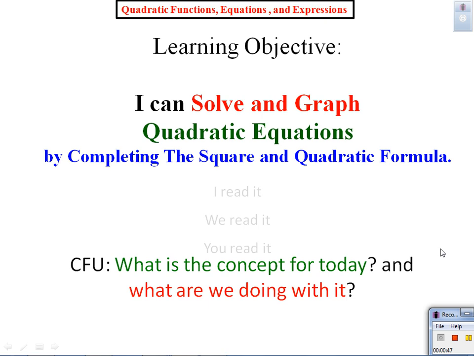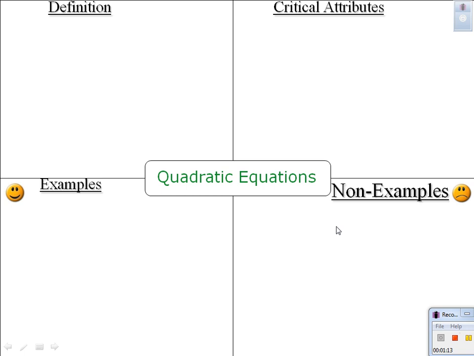All right. Our objective for today: I can solve and graph quadratic equations. Copy that on your Cornell notes. Also, you do need a Frayer model. Today we are using 2 other methods, completing the square and quadratic formula, but the concept's still the same. So on your Frayer model, make a Frayer model, quadratic equations.